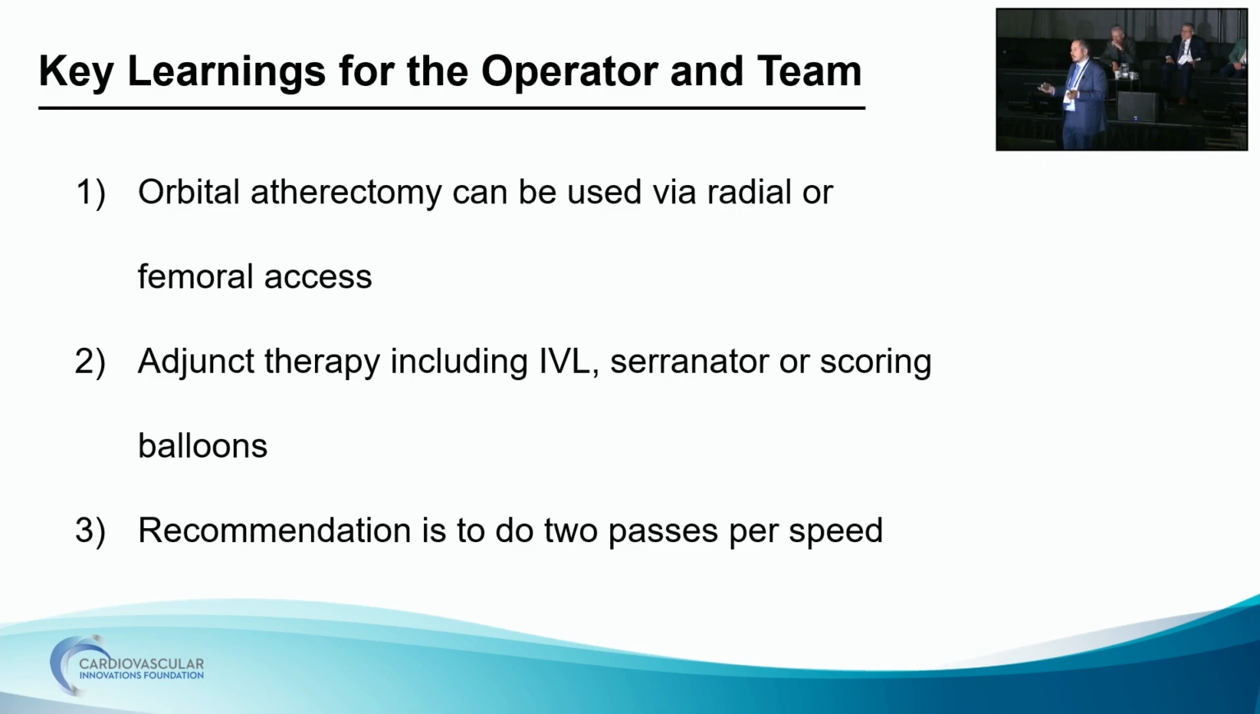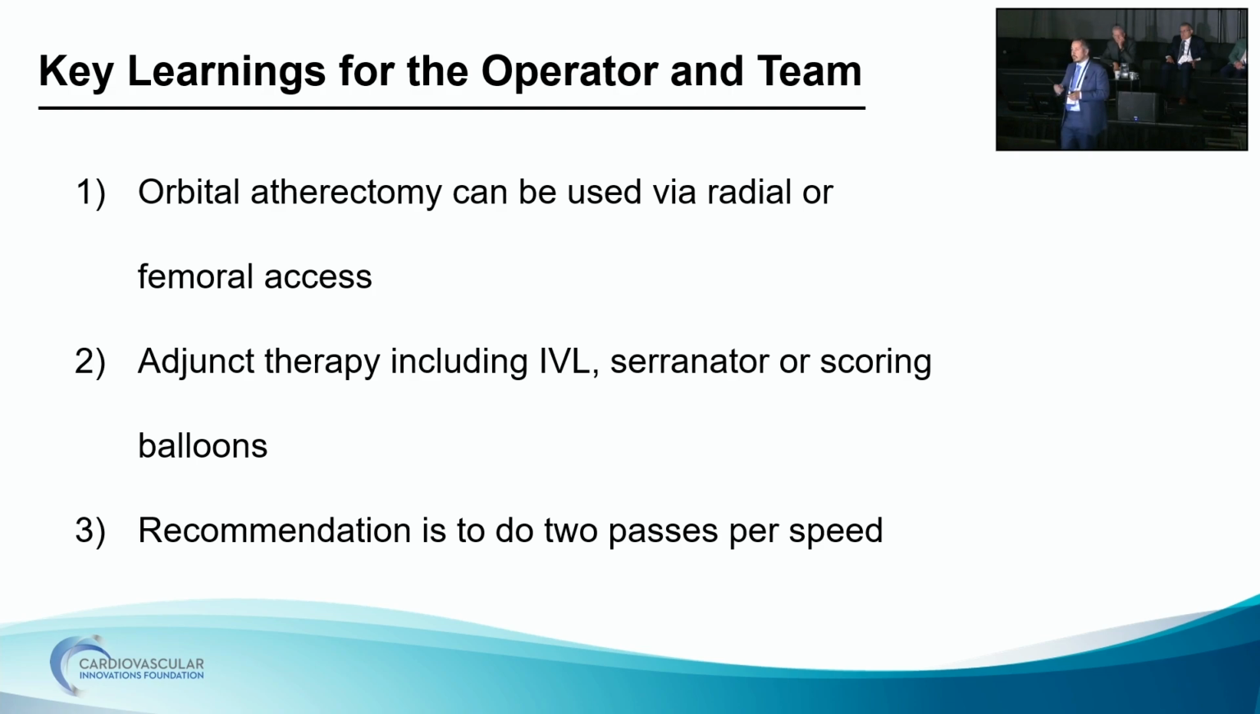So key learning before we finish: orbital atherectomy can be used via radial or femoral. There's a limitation, and you just need to have the right length and the right size. The adjunctive therapy, including IVL, serrator balloon, or scoring balloon, is important in those cases, because as we saw in the last case, the live case, just CSI or Diamondback by itself is not enough. You need to have something else to expand that vessel.